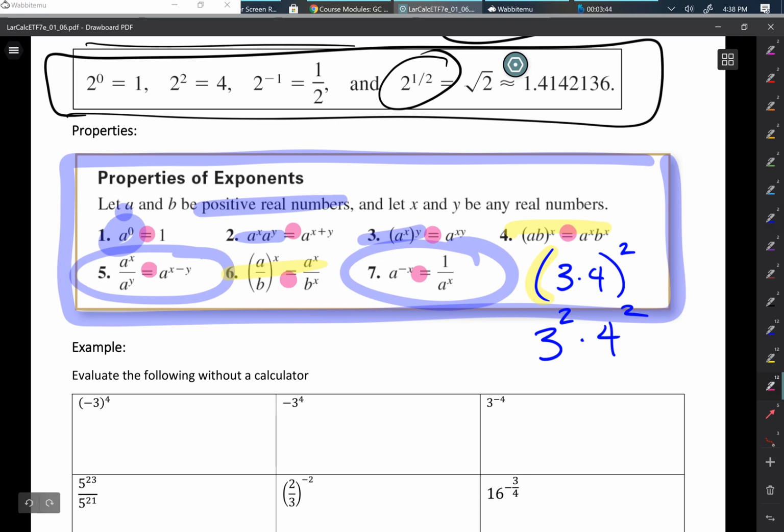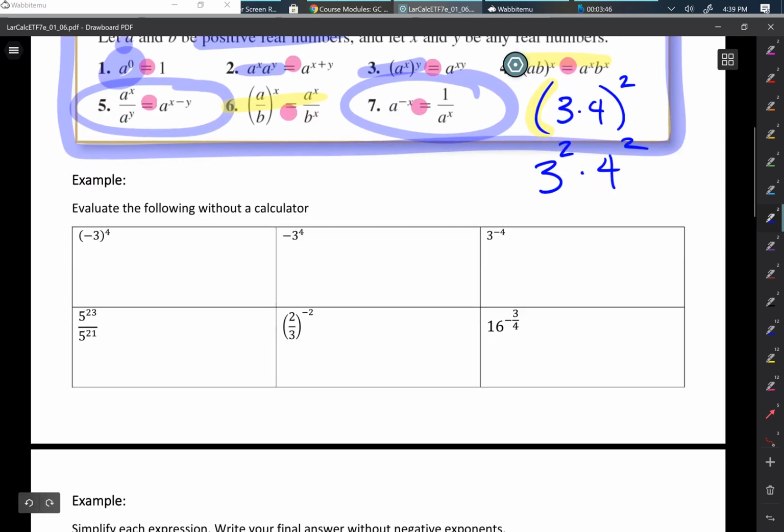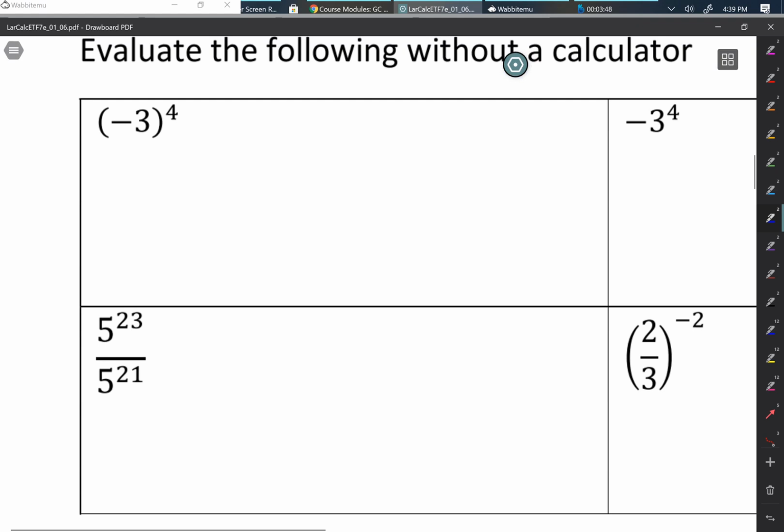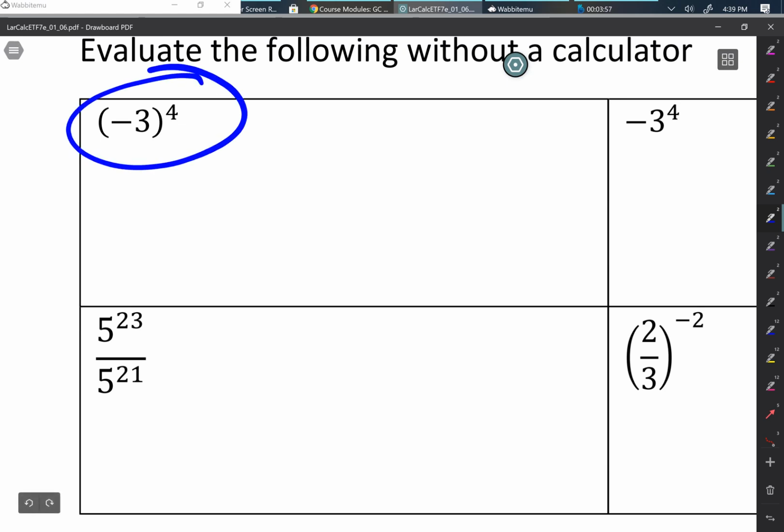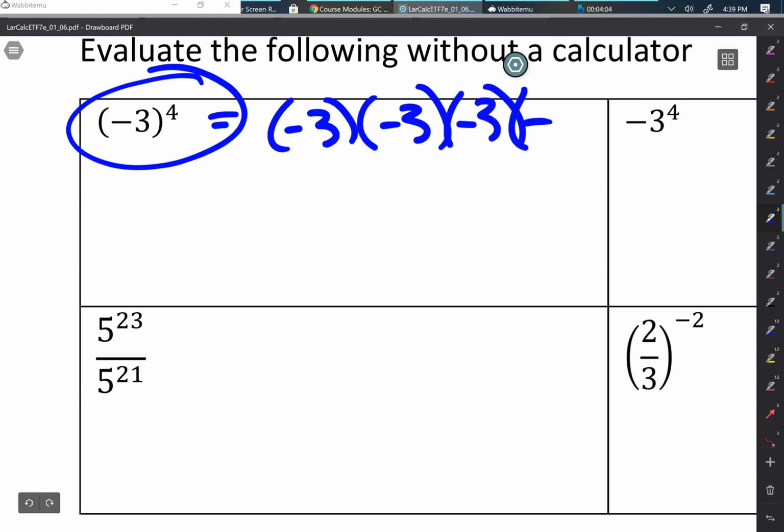All right, so let's run through some of these examples right here and evaluate them out. All right, so without using a calculator, we should be able to evaluate these. So for example, what does negative 3 wrapped up in parentheses raised to the 4th mean? Okay. Now mathematically, I know what that means. That means this, right? Multiply the base, negative 3, times itself 4 times. And I believe that's going to be 81.